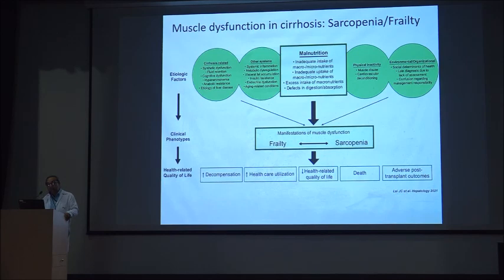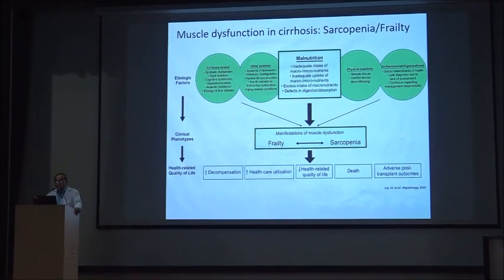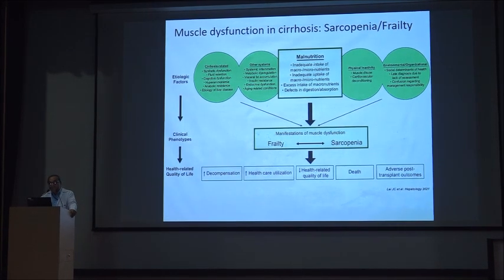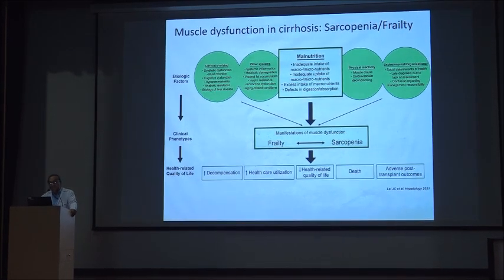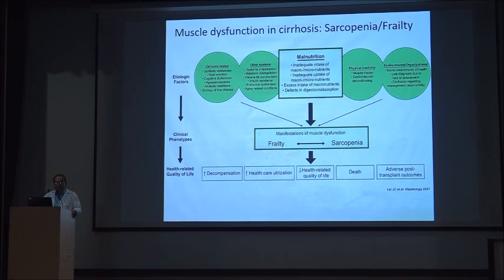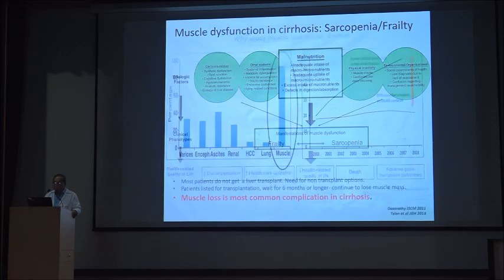We know that in cirrhosis there is significant malnutrition, maybe due to inadequate intake or malabsorption and maldigestion. This is associated with systemic inflammation, metabolic dysregulation, visceral fat accumulation, insulin resistance, and endocrine dysfunction. There may be physical inactivity. This may lead to a clinical phenotype of frailty and sarcopenia, which is associated with decreased health-related quality of life.